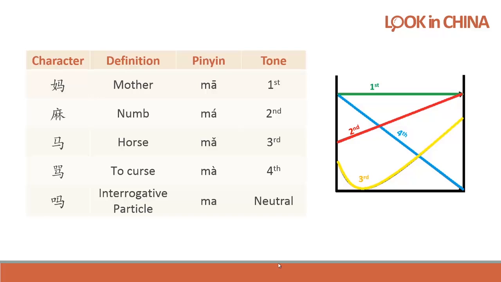And the third tone, kind of in yellow, it dips down, but then slowly goes back up. So it sounds like this. Ma. And the 4th tone starts high, but it forcefully goes down. So it sounds like this. Ma. And the 5th tone is not shown, but it's basically a neutral tone, so it's very unstressed. So it would sound like this. Ma.